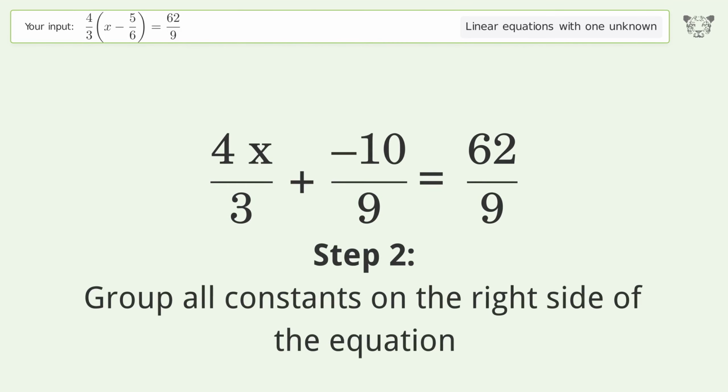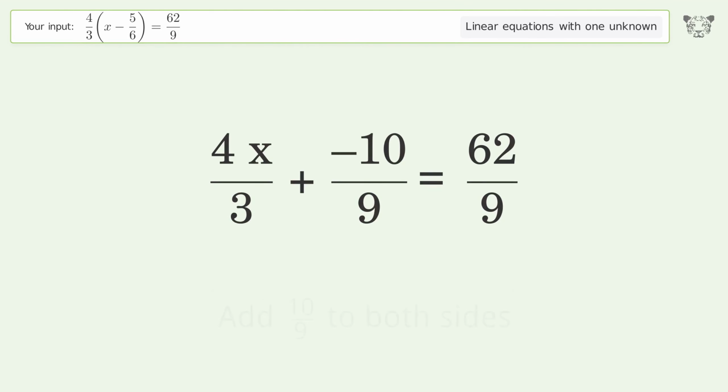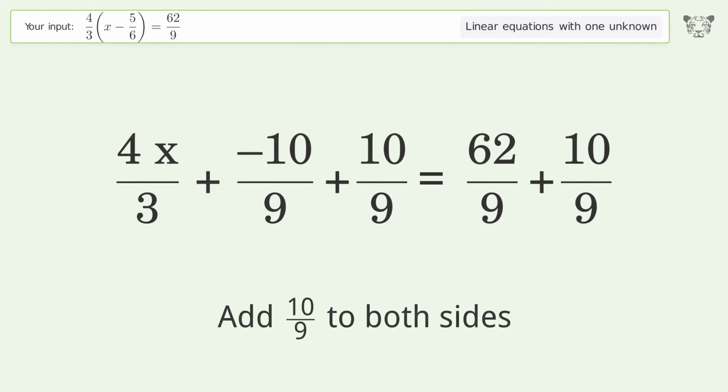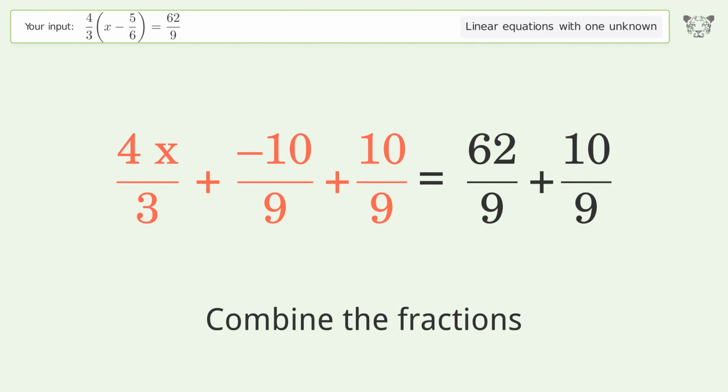Group all constants on the right side of the equation. Add 10/9 to both sides. Combine the fractions.